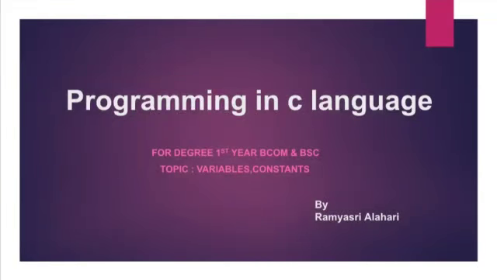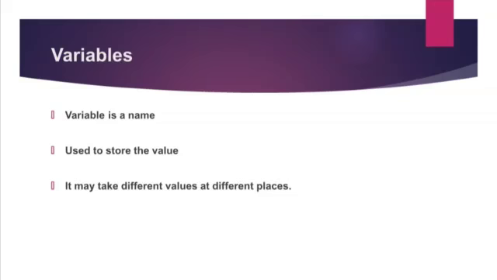I am going to deal with the subject of programming in C language for degree first year BCom and BSc. In the previous session we completed the data types of C language. Today we are going to discuss variables and constants of C language. What is meant by variable?